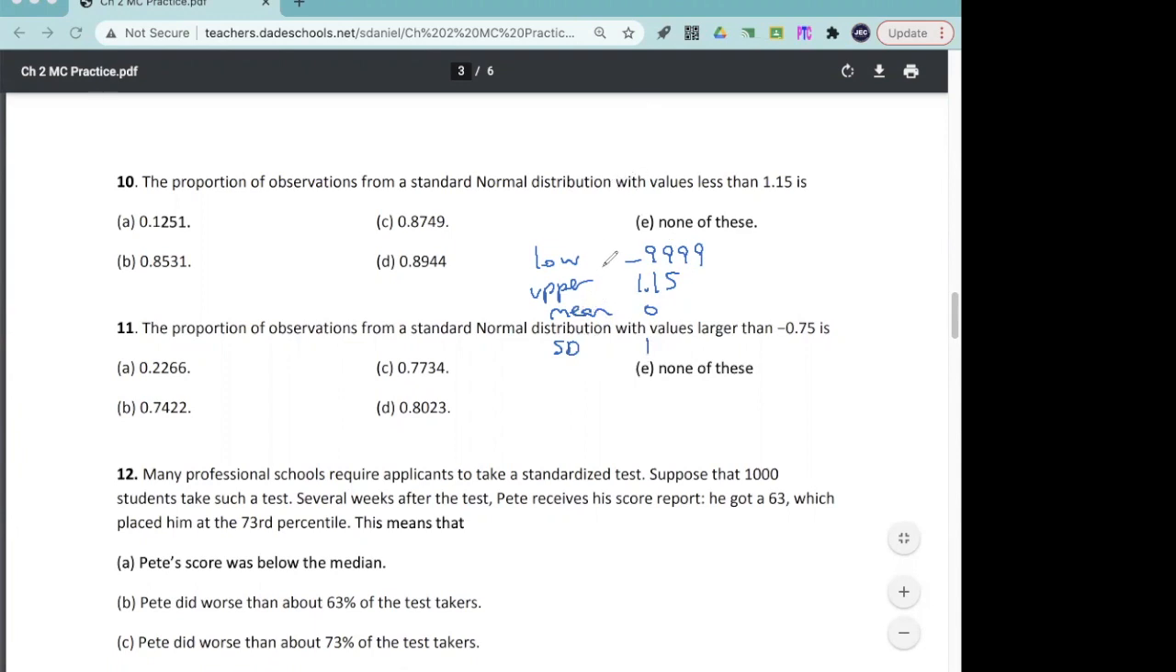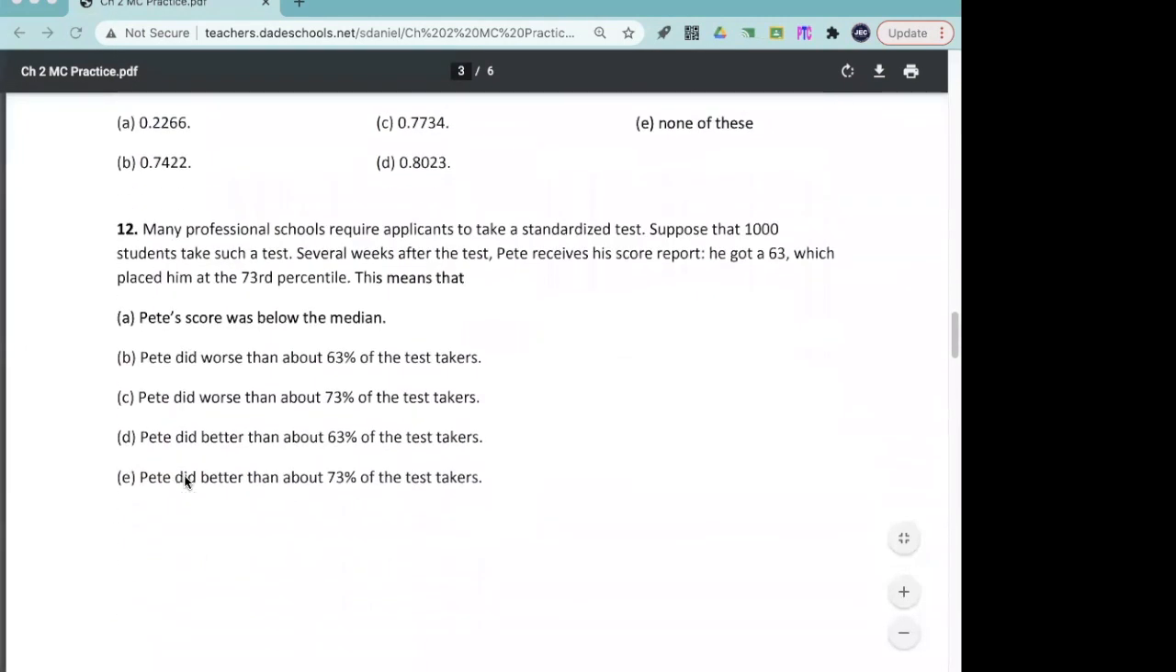And number 11, so 11 depends on your calculator. But mostly you could just say that this time, in the same normal in graphing calculator, the lower will be negative 0.75, and now the upper could be 999. And the same mean is 0 and standard deviation is 1. So that's just a standard normal curve. Okay, number 12, let's scroll.